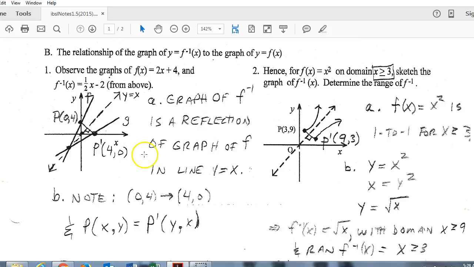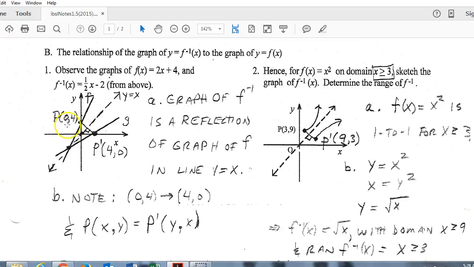But simply put, it is this. If I have the function f that you see right here, the original 2x plus 4 graph is right here for f. If I mirror that graph across the line y equals x, so this is my mirror right here, then I get the inverse function that you're seeing on the other side. So an inverse function is just a mirror image of the original function across the line y equals x.